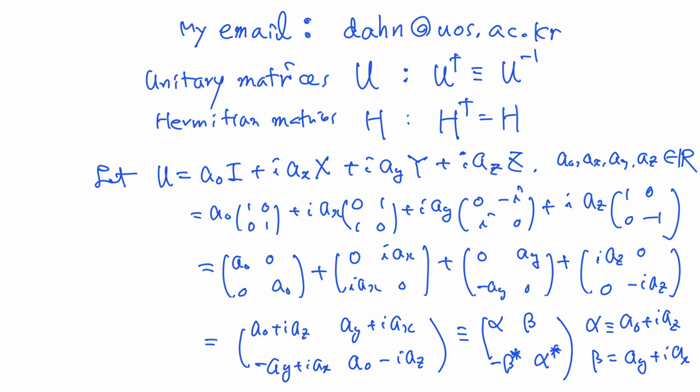Simplify this. We define alpha as A0 plus iAZ, beta as AY plus iAX. Then this matrix becomes alpha, beta, and this is what? Minus beta complex conjugate. And the last element becomes alpha complex conjugate. We only need the last term, so probably I'm going to copy this.